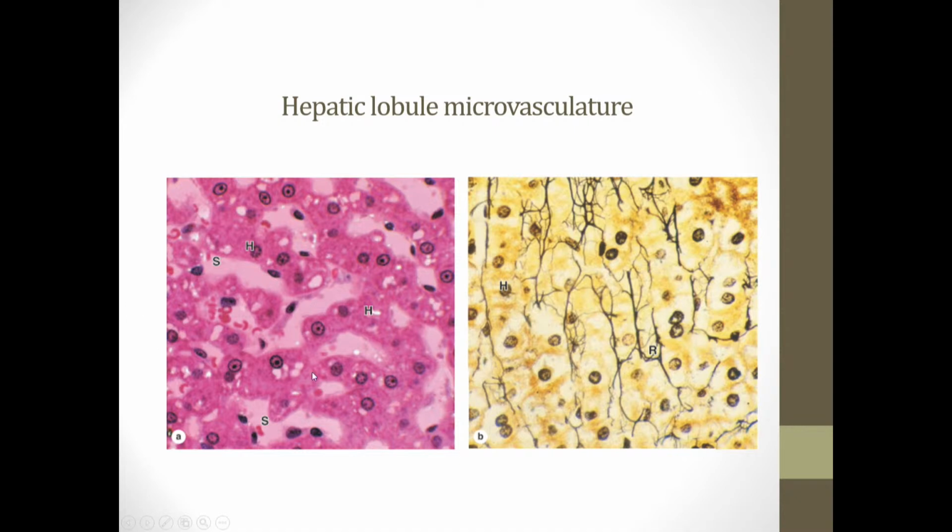Here you can see the hepatic lobule microvasculature. It means the small blood vessels and capillaries. Which type of capillaries are in the liver? In the liver, between the plates of hepatocytes are sinusoids. Sinusoids are a type of capillaries with large fenestrations in endothelial cells and with a discontinuous basement membrane. Okay, are hepatocytes visible here?